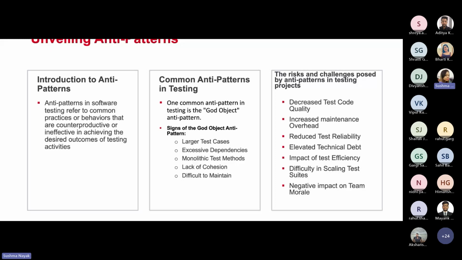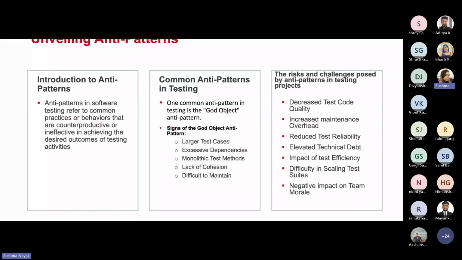Now, the common anti-pattern we'll be talking about first, the very famous one, is the God Object anti-pattern. We'll discuss a little bit about this here, and in a later slide also. As already discussed, the anti-pattern is like a test class which becomes very complex and bloated, attempting to handle too many responsibilities within a single entity.